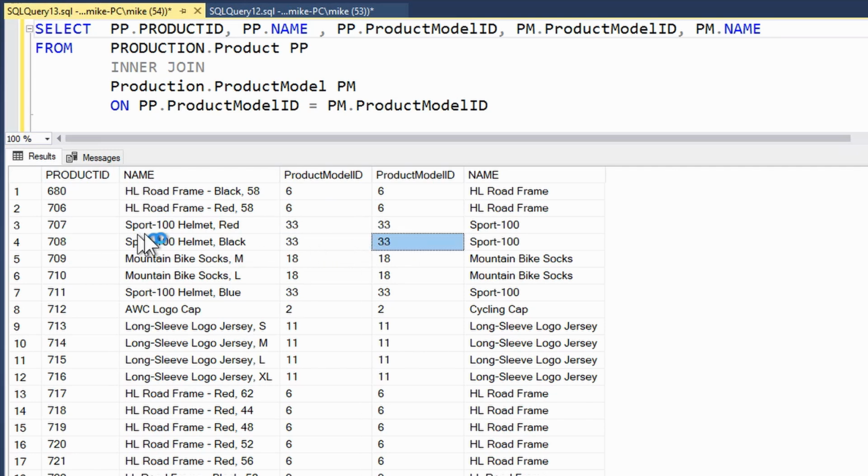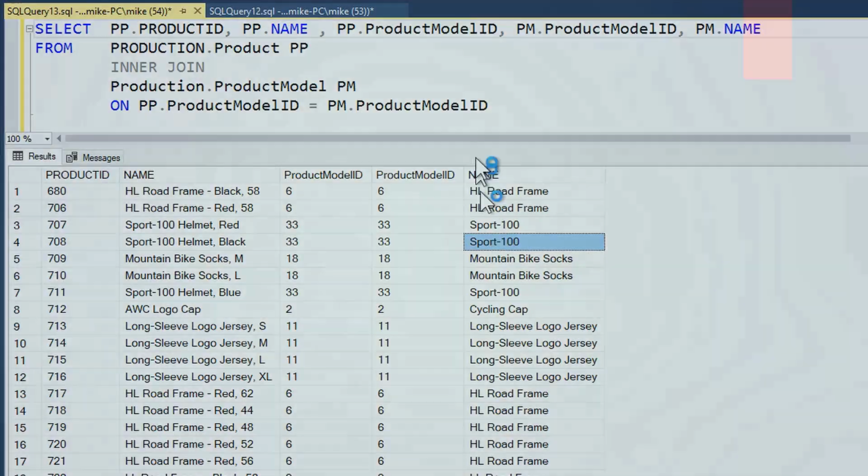Now you can see what's happening is that the two are the same. So what's happening is that SQL Server has gone to the product record, it's looked at model ID, and then it goes over to the product model table, takes that value, tries to match it with the product model ID key, primary key column in that table, gets to that record, and then obtains this column value from it.